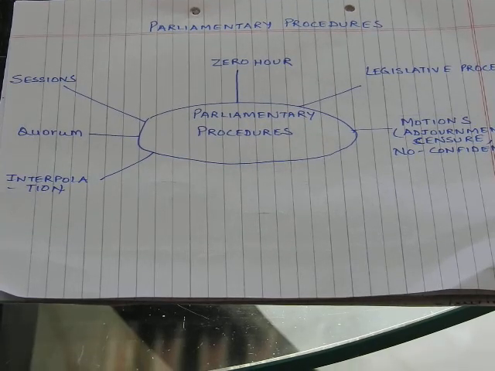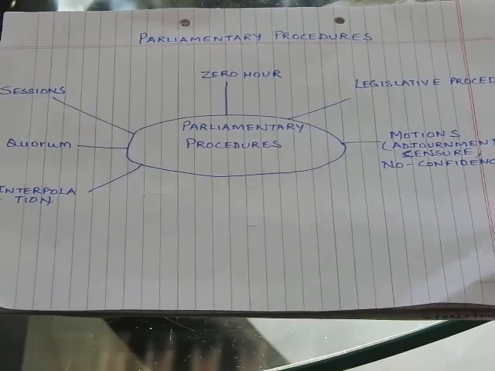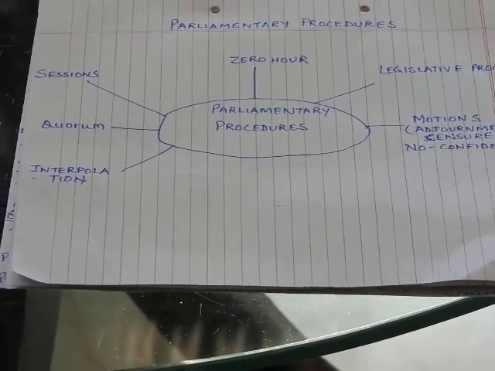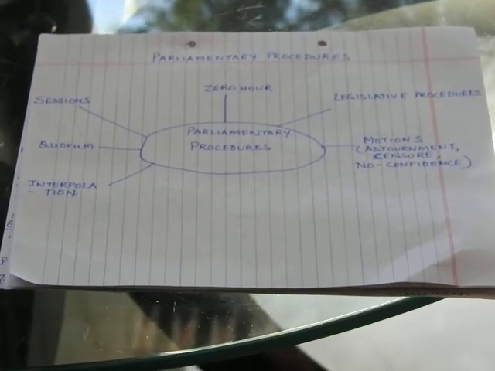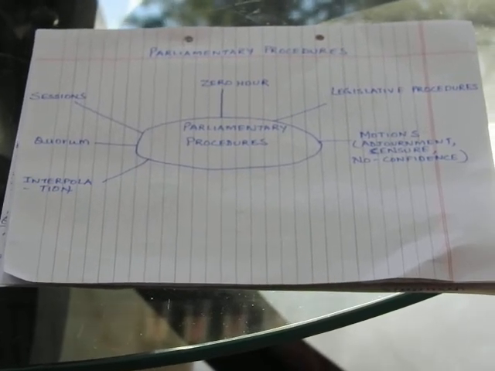Procedures are some formalities which the legislators have to observe in the Parliament as well as in state legislatures. Some of these are sessions. The President summons each House of Parliament. Each House shall meet at least twice a year, and the interval between two consecutive sessions shall be less than 6 months.